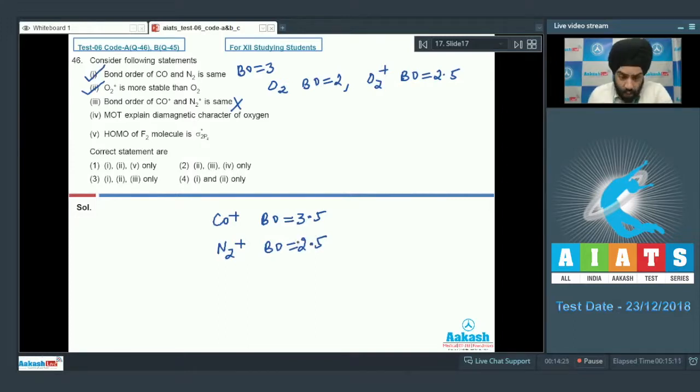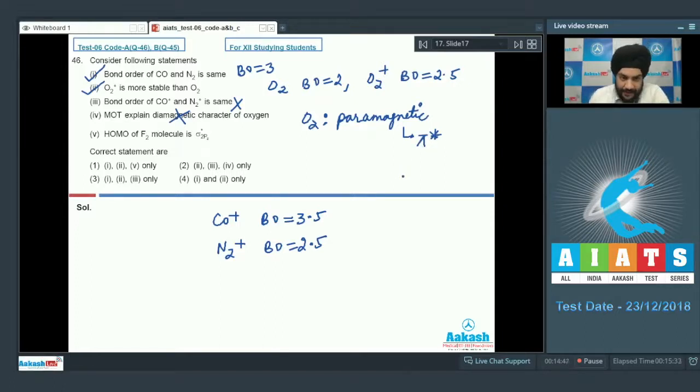Let us look at the fourth statement now. MOT explains the diamagnetic character of oxygen. Students, this statement is incorrect. O2 is not diamagnetic, it is paramagnetic in nature because of the presence of unpaired electrons in the pi star molecular orbital. So this statement is also incorrect.